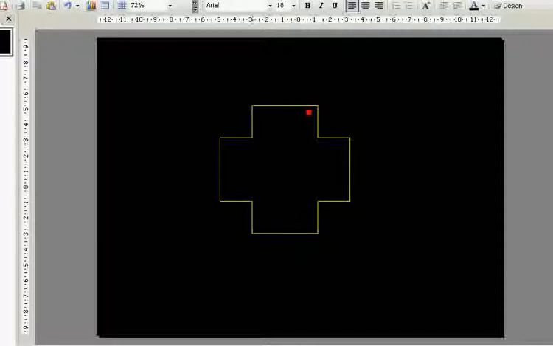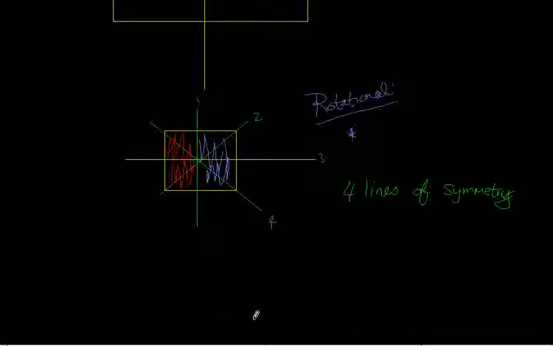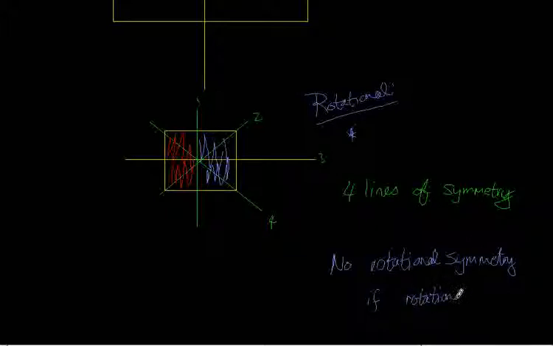If you get a shape which has a rotational order of 1, then you can say that shape has no rotational symmetry. So no rotational symmetry if you only have a rotational order of 1. Okay, cool. I hope that helped.